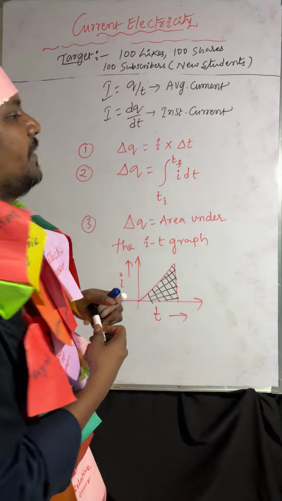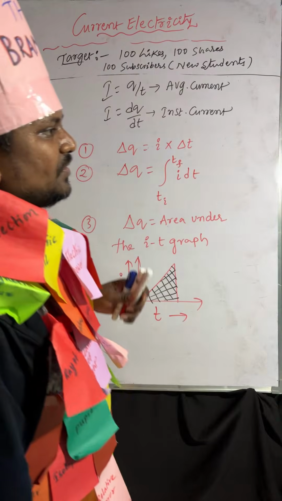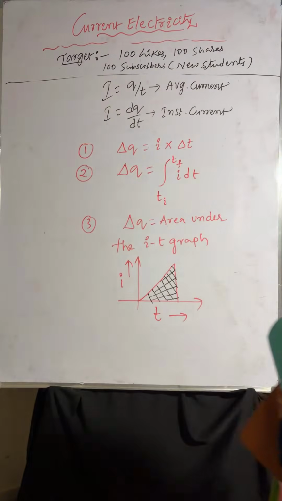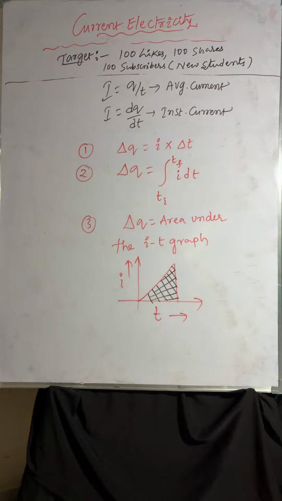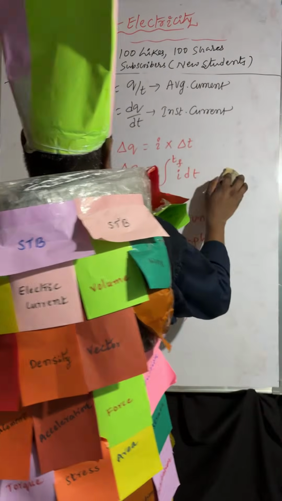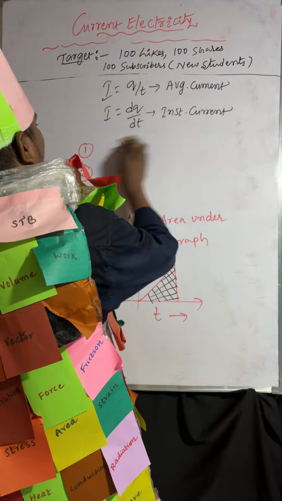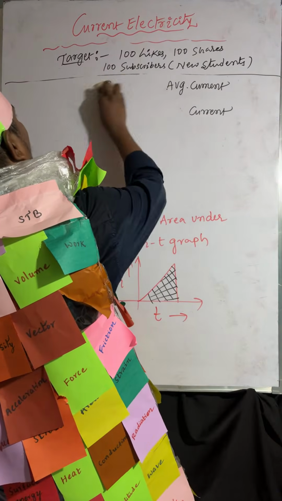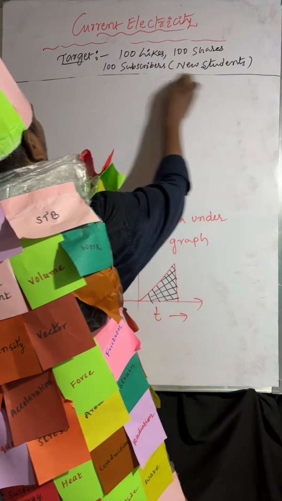Understood or not? So I hope it is very clear. So just check once. Next, we'll discuss based on magnitude. Current can be divided into two types. One is direct current, another one is alternating current.